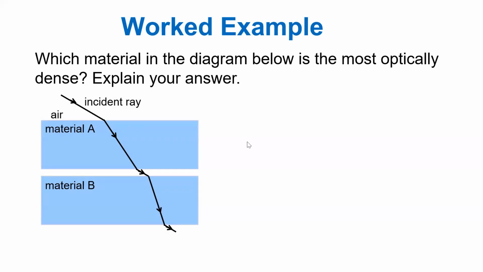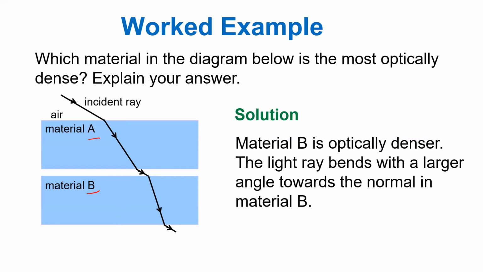Okay, next one. Which material in the diagram below is the most optically dense? Explain your answer. I hope you remember that the more optically dense, the more I bend towards the normal. So in material A and material B, I just need to observe in which material the light ray bends more. You can see that the light ray bends more in material B. So material B must be optically denser. The light ray will slow down more and bend more towards the normal.